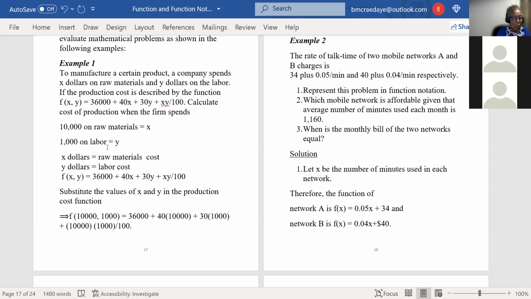All right, so what you need to do is substitute in this equation for X, 10,000, for Y, 1,000. Same thing here, X times Y, which would be 10,000 times 1,000 divided by 100, and calculate it, and that would give you what they said is the production cost.